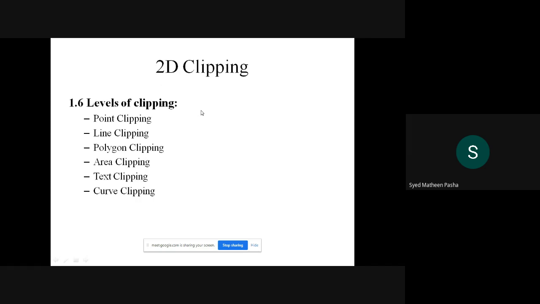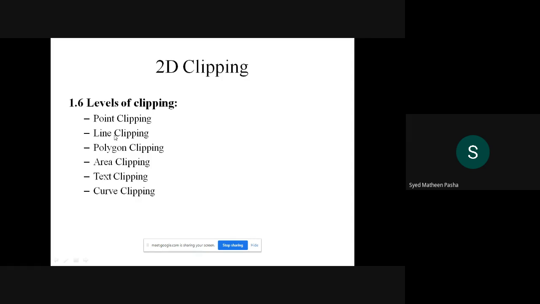So in 2D clipping, basically we have levels. As you all know, levels mean the clipping will be incrementing with respect to some levels. We have some of the levels here, that is point clipping, line clipping, polygon, area, text, and curve.